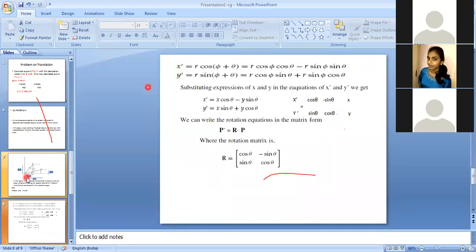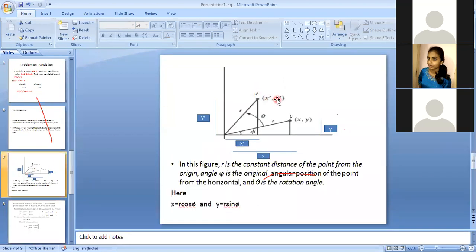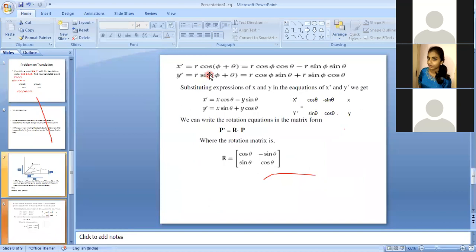Obviously I need x dash and y dash, this point, to know the rotation from p to p dash. So what is the equation for x dash, and what is the equation for y dash? Based on what I gave for p, x is equal to r cos phi and y is equal to r sin phi, because cos phi is x divided by r and sin phi is y divided by r. On the same lines, x dash is equal to r cos(phi plus theta), y dash is equal to r sin(phi plus theta).